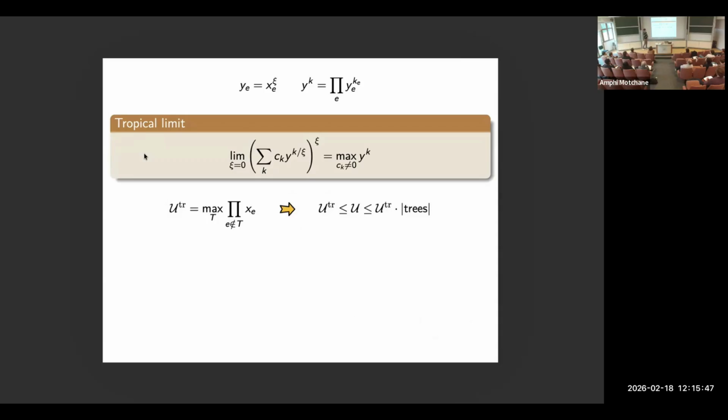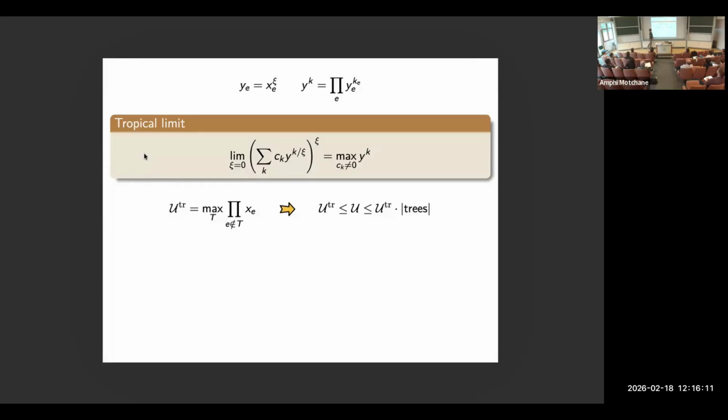And if you do that, what happens to these polynomials? They are polynomials in X. If you write them in Y, you have to take Y to the 1 over Xi to get back to the X. So the polynomial becomes Y to the 1 over Xi. And then you remember there was Xi in the exponent of the polynomial itself. So this is what happens in the integrand. And this limit exists, and it's just the L infinity norm, the supremum norm.